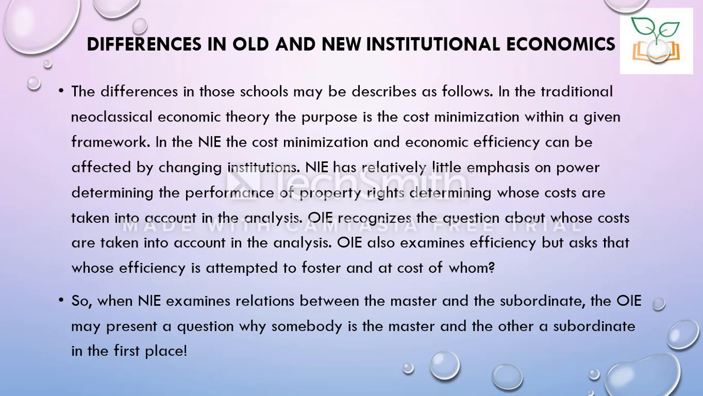Old institutional economics recognized the questions about whose costs are taken into account. It also examined efficiency but asked whose efficiency is attempted to be fostered and at the cost of whom. So when the new institutional economics examines relations between the master and the subordinate, the old institutional economics may present a question: why is somebody the master and the other a subordinate in the first place?